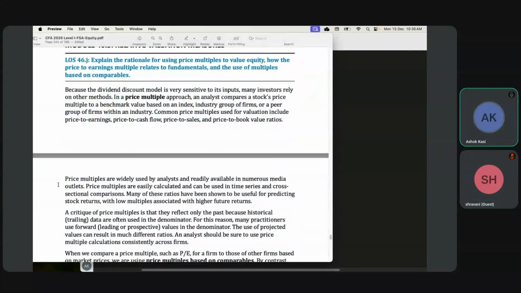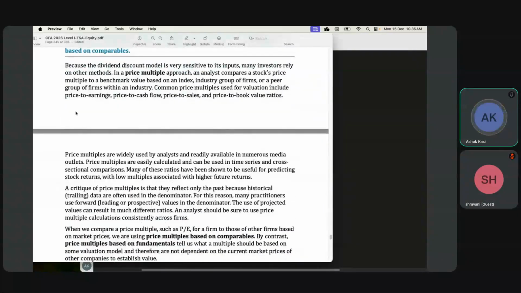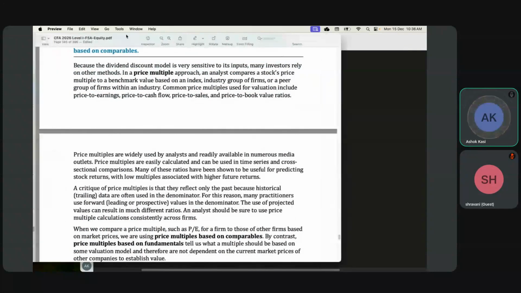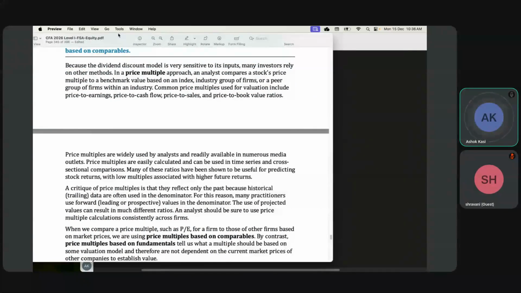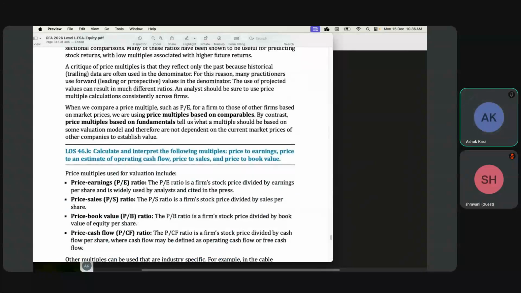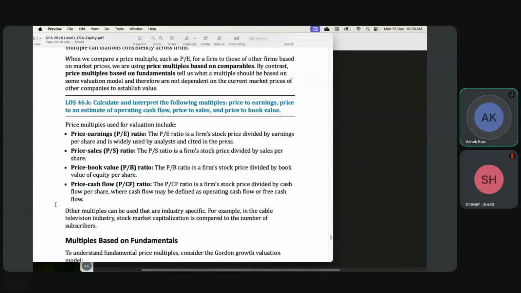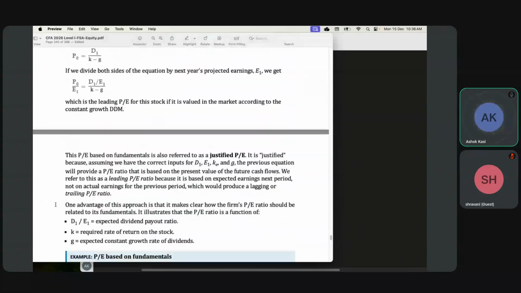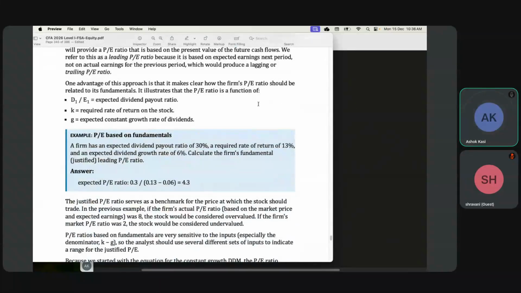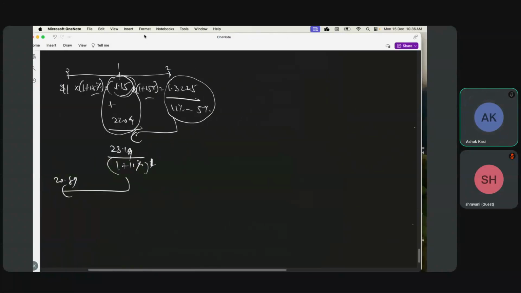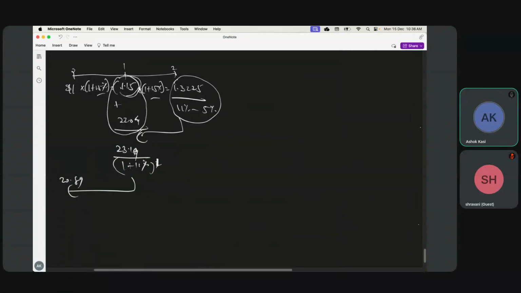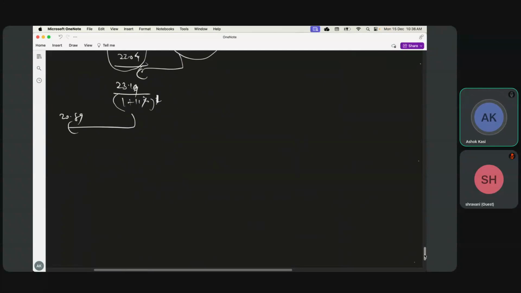Then relative valuation. Relative means what? My neighbor's home is for 50 lakhs, so my home should also be 50 lakhs. That is the idea. So here price to earning multiple, price to sales, price to book ratio, price to cash flow. These ratios are used, and a couple of other formulas also. What is the formula for price to earning? That formula is important.